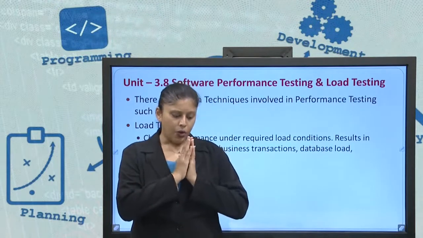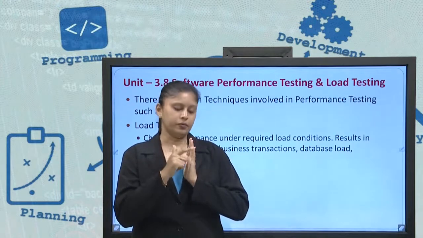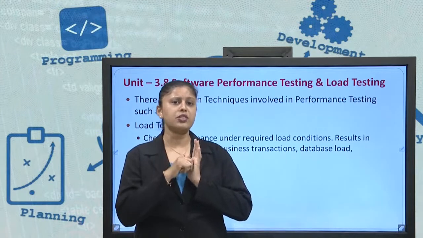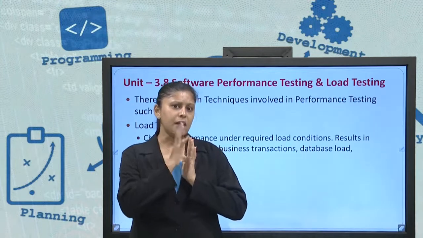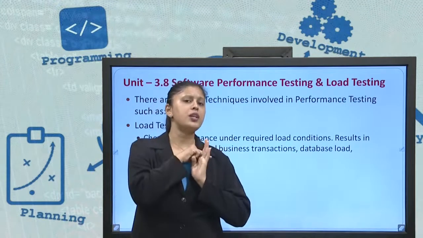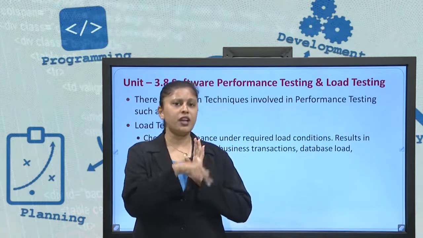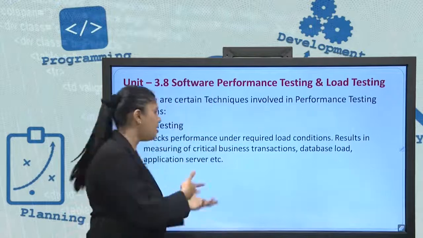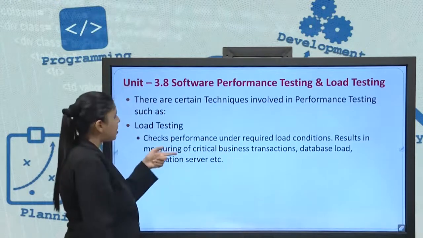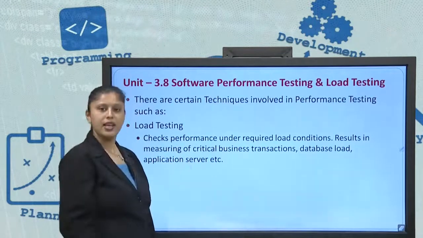Now I check by increasing the load. I check it for 100 people, then 500 people, then I check it for 1000 people. And when I say 1000 people, I check whether the same performance is given as when there were 100 people working on the system, whether the same things are achieved, whether it is matching or not. That comes under load testing. It results in measuring of critical business transactions, database load, application servers and so on.